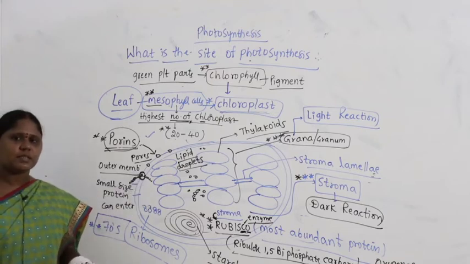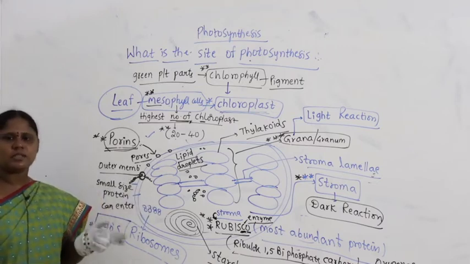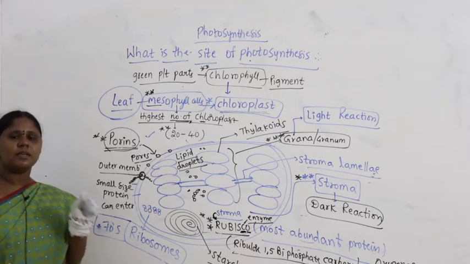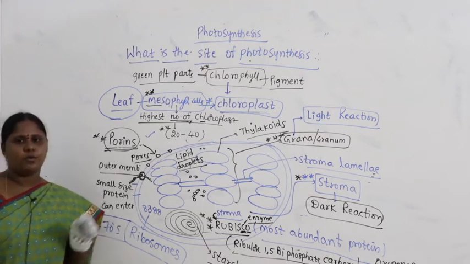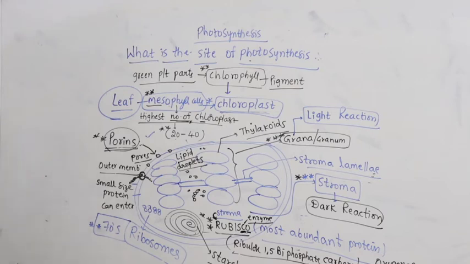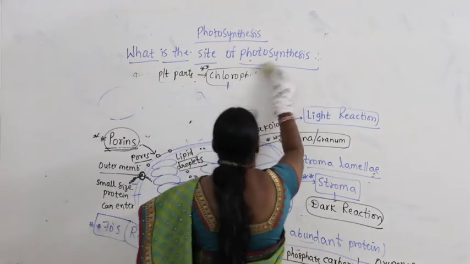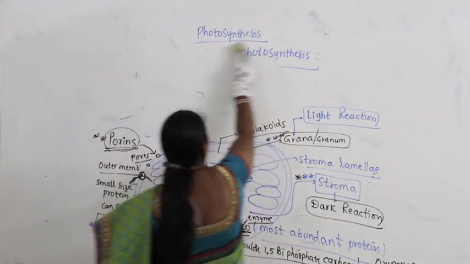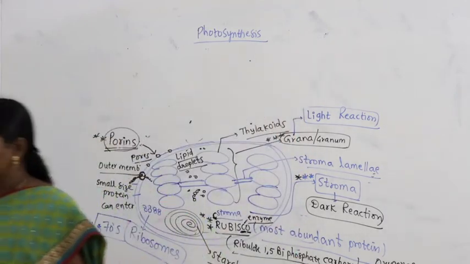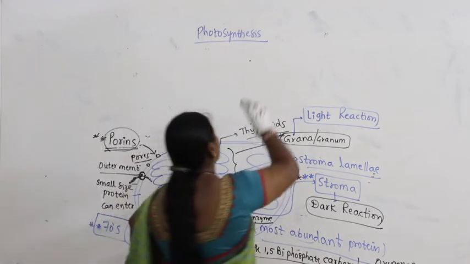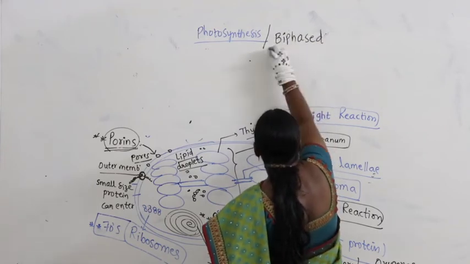And what are the other examples we discussed? The double outer membrane of chloroplast and mitochondria, both semi-autonomous cell organelles, and also in some bacteria. What are found are nothing but what we call porins, right? So, here mainly we are discussing the concept called what? Photosynthesis. Now, if you take photosynthesis itself, it is called a biphasic reaction.